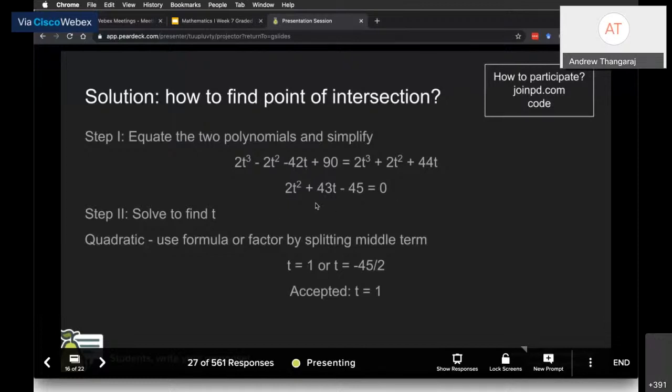And I'm going to assume you know how to solve this quadratic equation. It's possible to solve it in multiple ways. You can do it by splitting the middle term and grouping factors, or you can directly use the formula, right?